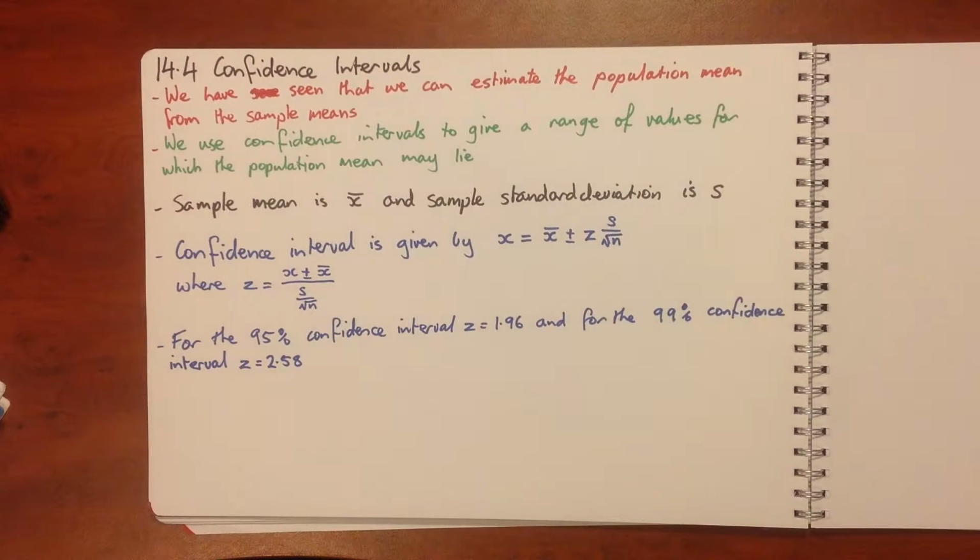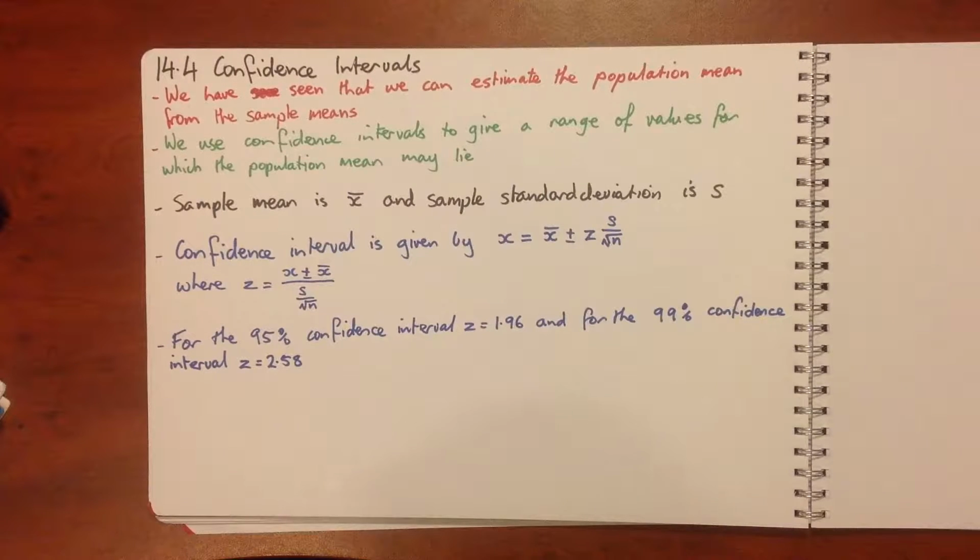Hey, in this tutorial we're looking at section 14.4 on confidence intervals. So we've seen that we can estimate the population mean from the sample means. We did that in the last tutorial on 14.3. We took a number of samples and found the mean of those samples to give us an estimate of our population mean. But the problem with that is we don't really know how accurate that is.